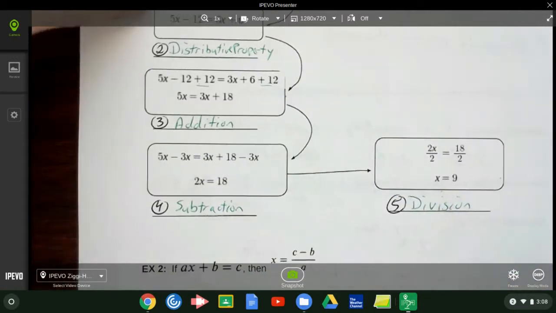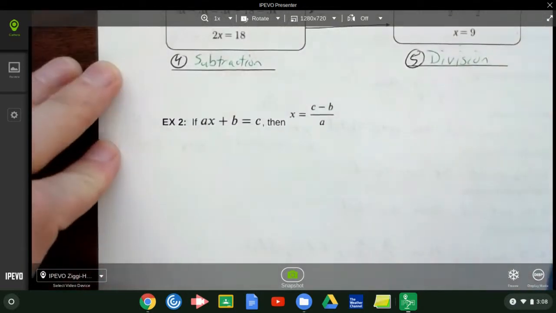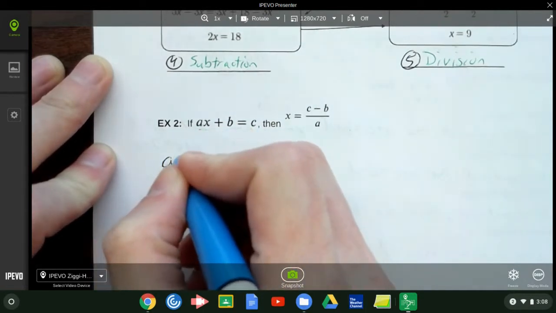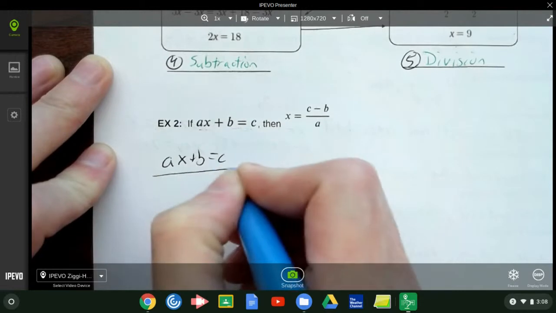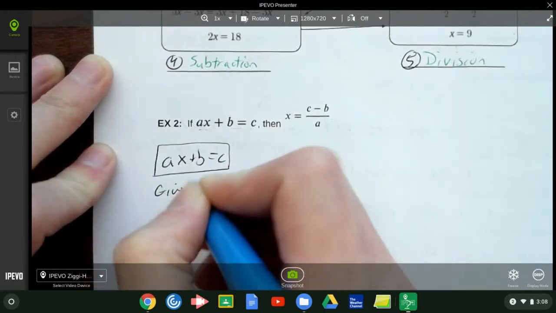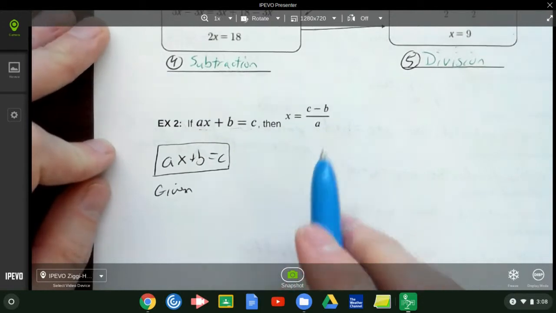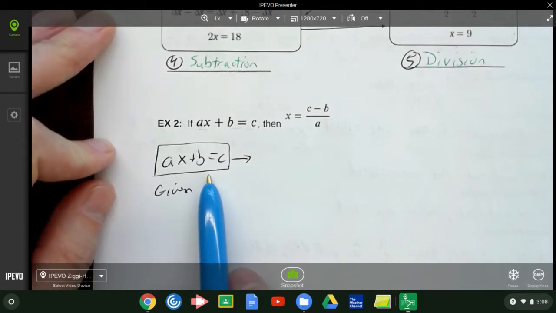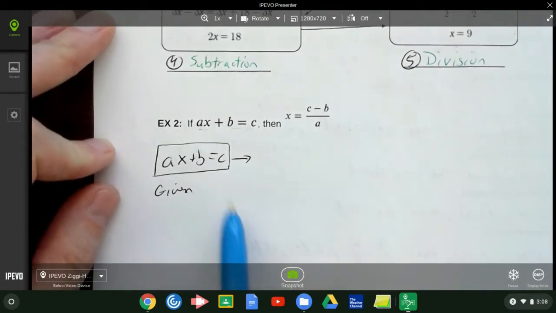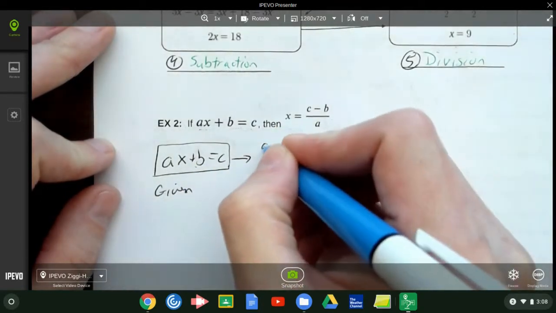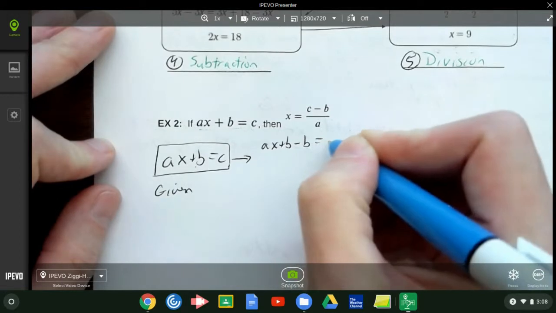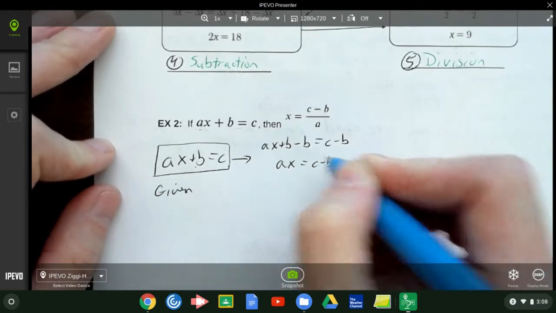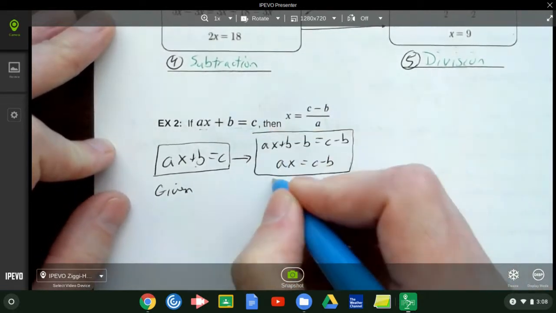Okay? So let's try another one. This one, however, is more abstract. We always start proofs the same way. I'm going to start with my given information: ax plus b equals c. That is my given. So what happens next? Take a moment to think, what am I going to do? What property might I use next? Hopefully you realize that you want to subtract b on both sides. ax plus b minus b equals c minus b, which can reduce to ax equals c minus b. And that is subtraction.